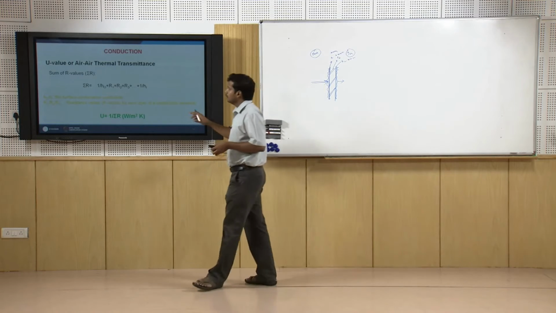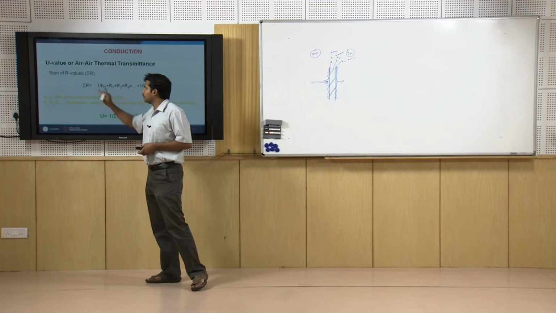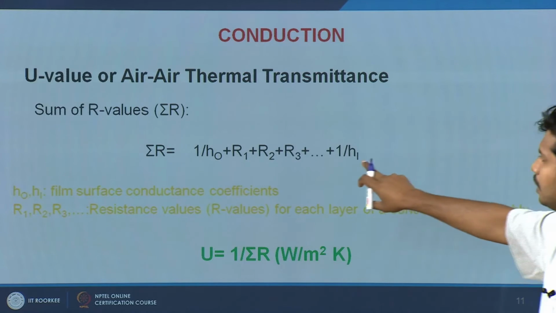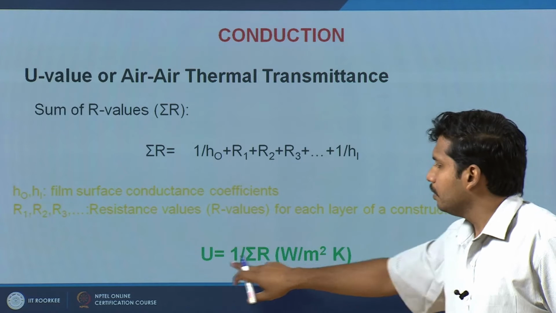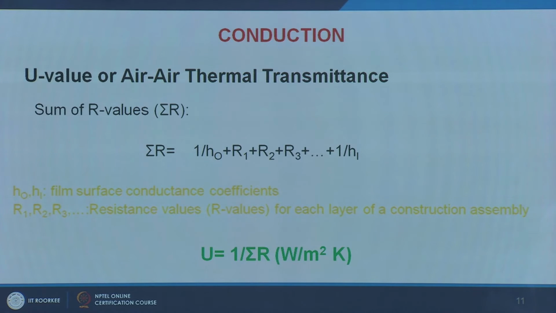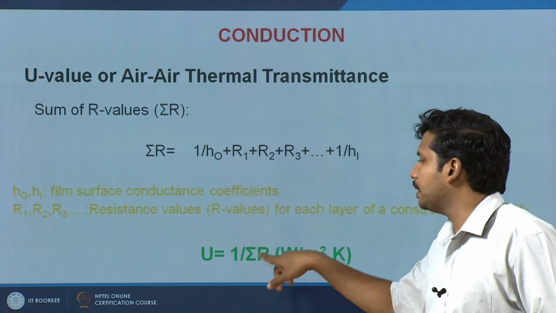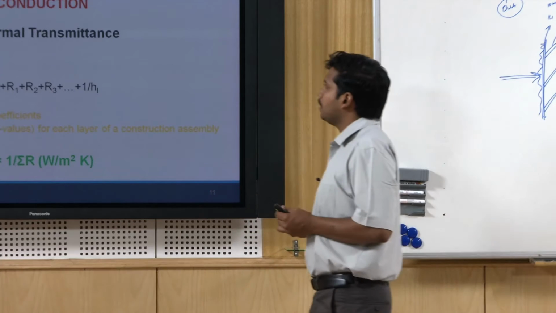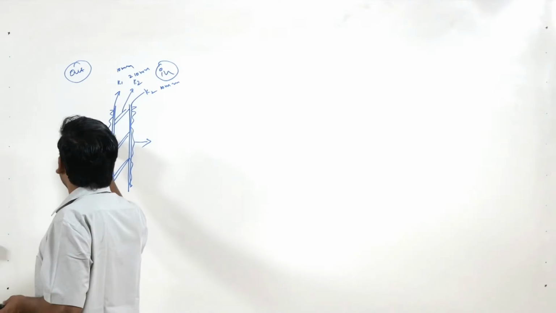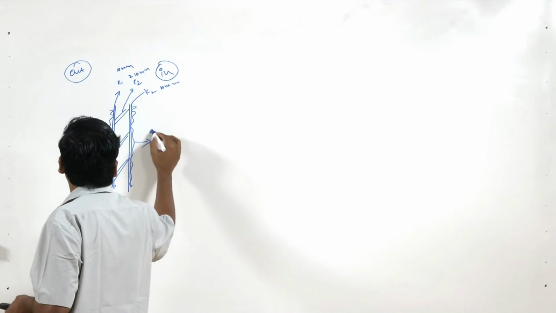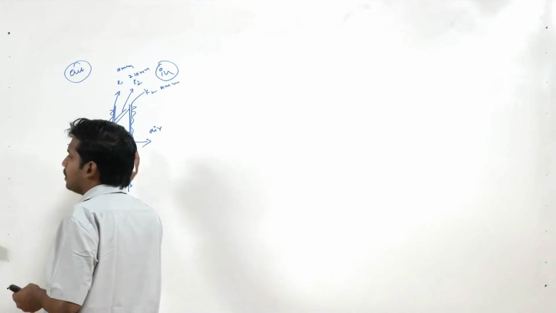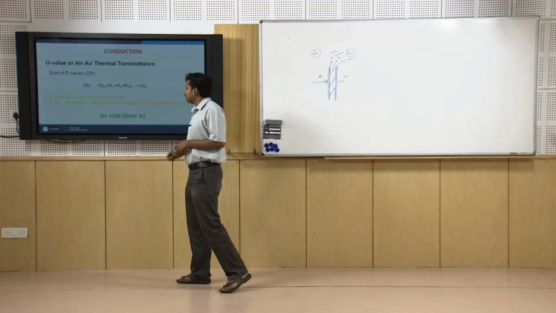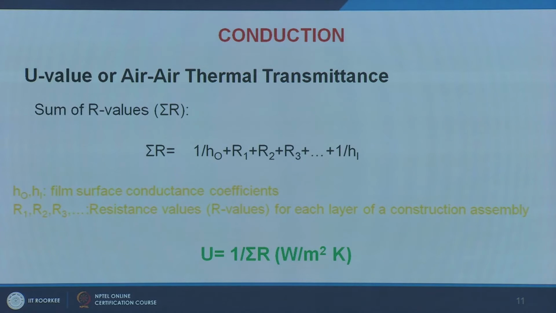This exactly is what we are trying to look at. First we sum the R values, that is the total thermal resistance, then we take 1 by the sum of thermal resistances, which becomes your U value or air to air thermal transmittance. That is why we say, this is outside air to inside air, that is overall air to air thermal transmittance, what is referred to as U value. The unit for U value is watts per meter square Kelvin, same as conductance.